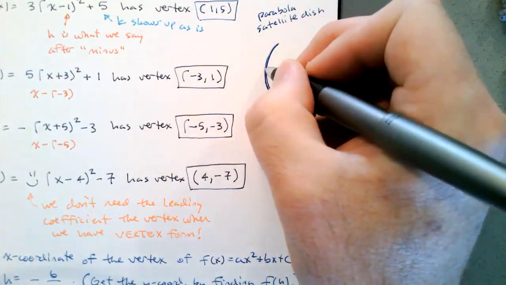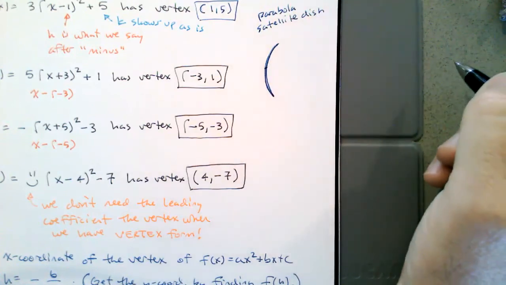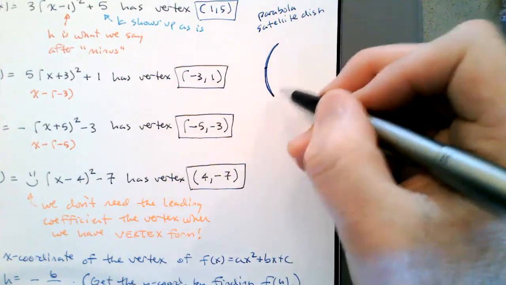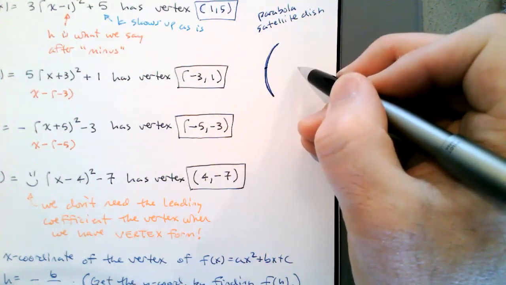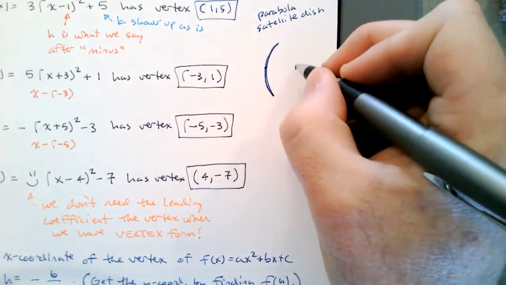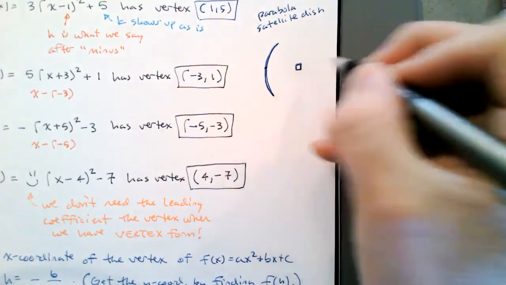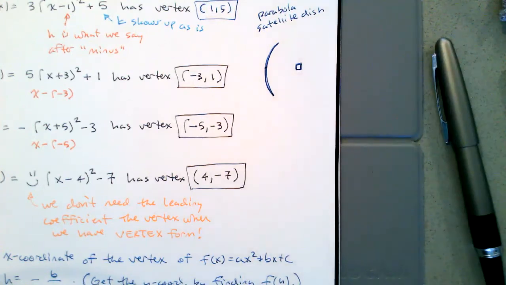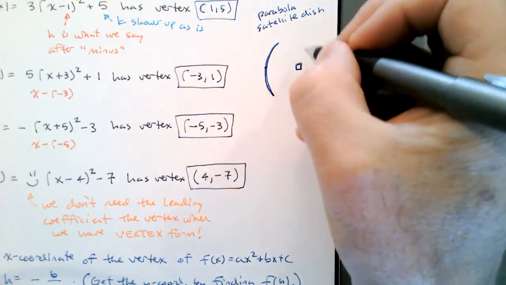And it has a vertex. But the other thing that you'll notice, the satellite dish has this little arm sticking out, and it has a little box. That box has the sensor in it. This is where the signal comes in. And that box is at a point called the focus.